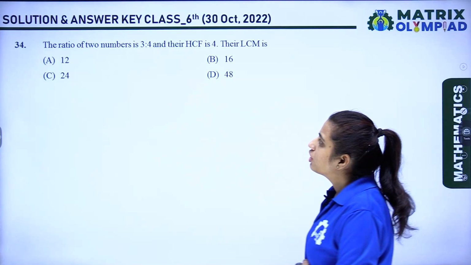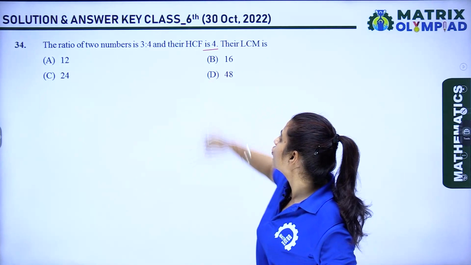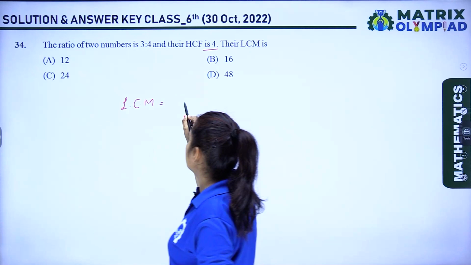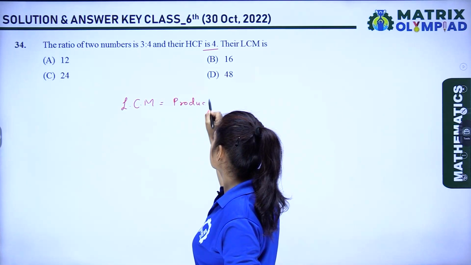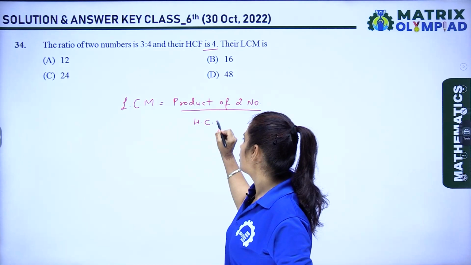Question number 34. The ratio of two numbers is 3:4. We are given two numbers in ratio form, and the HCF is 4. We have to find their LCM. For LCM, we are given the formula: LCM is equal to the product of two numbers upon HCF. So first of all, we have to find the numbers.